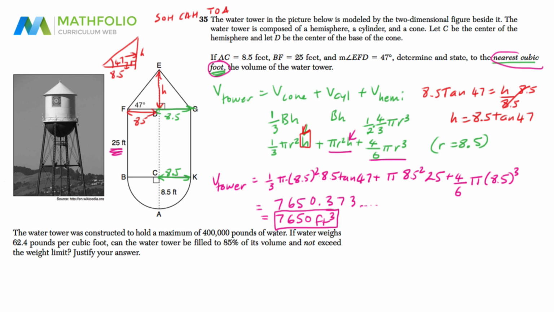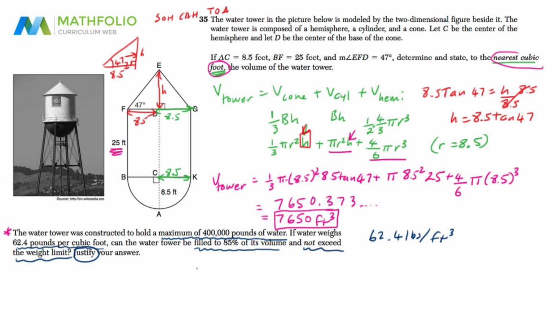Next, this is the second part of this question. So we've got to make sure we don't skip big parts like this. And change the pen color to blue. It says the water tower was constructed to hold a maximum of 400,000 pounds of water. If water weighs 62.4 pounds per cubic foot, can the water tower be filled to 85% of its volume and not exceed the weight limit? And then justify your answer.